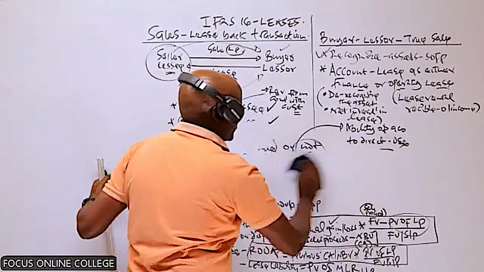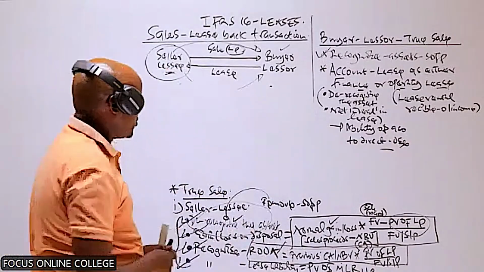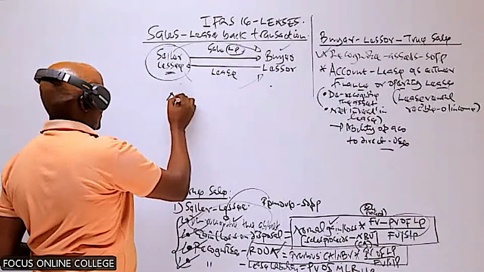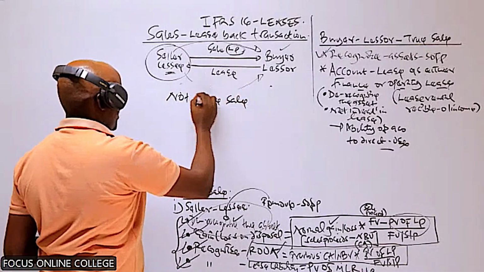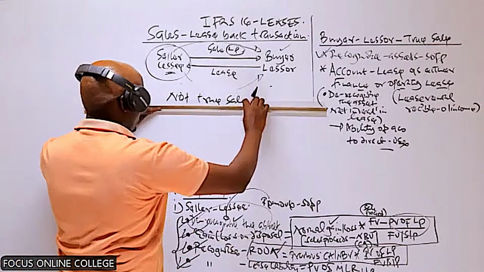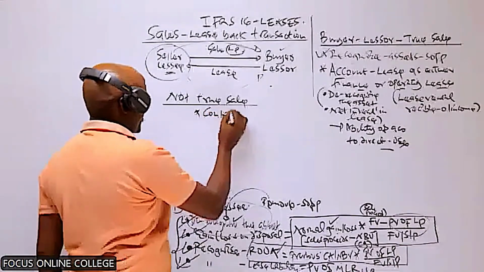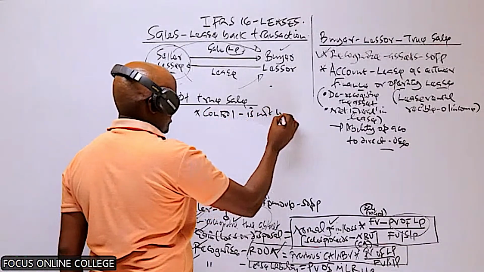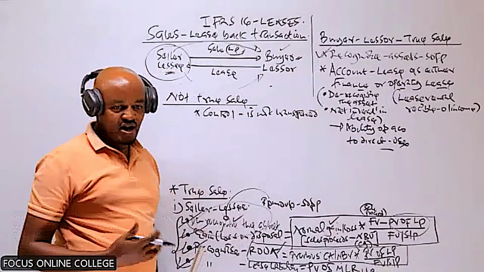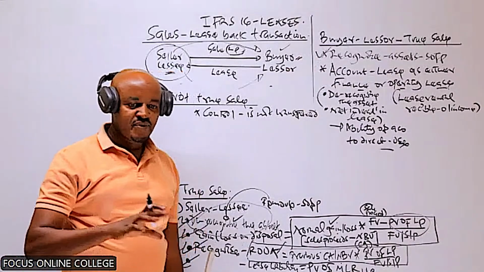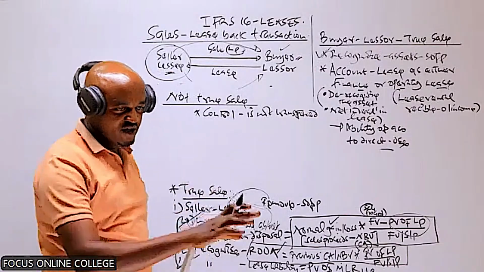Then let's look at how this transaction will be accounted for if it is not a true sale. We have said this transaction will be regarded as not a true sale if, number one, the control of the asset is not transferred. The control of the asset is not what? Transferred. It means that this company, despite having bought the asset, does not have the ability to direct how the asset will be used. The control has not been transferred.